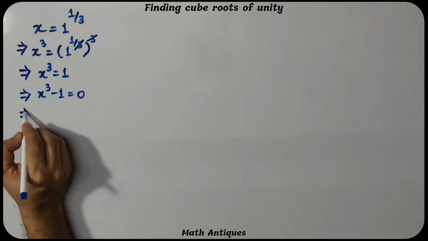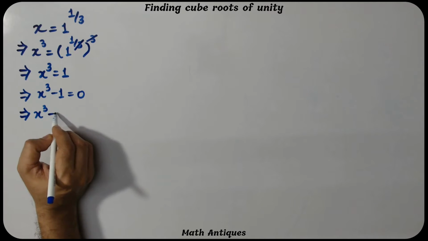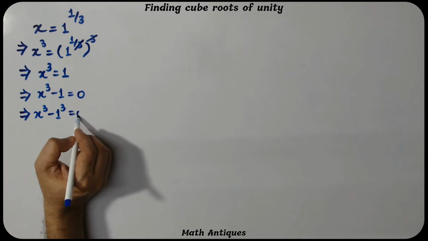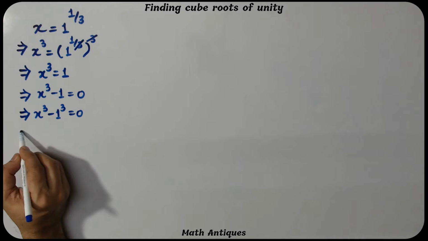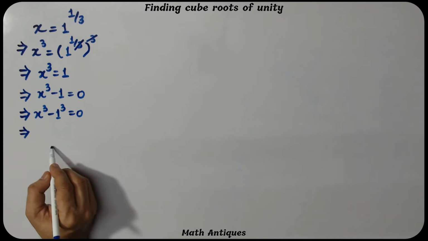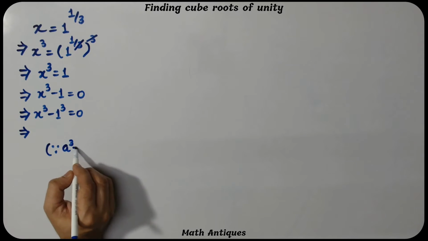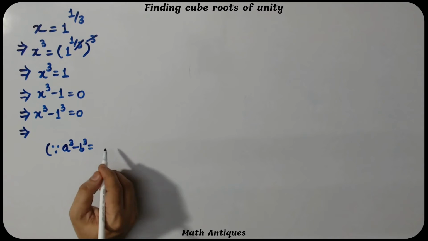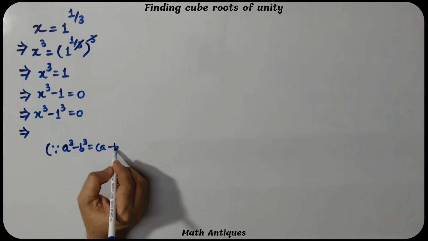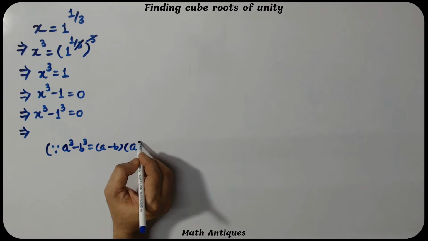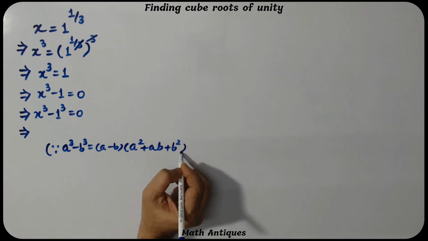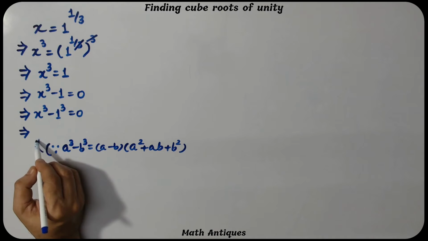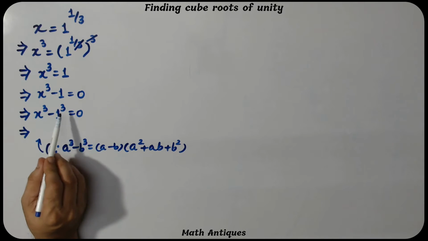We can write this one as x cube minus 1 cube equal to 0. This is like a cube minus b cube. So we have to find the factors of this. Okay, let us recall. पहले हम यहाँ पे उसका रीजन लिखेंगे. Because we know the rule, a cube minus b cube is nothing but a minus b into a square plus ab plus b square. So we'll apply this rule here in x cube minus 1 cube equal to 0.